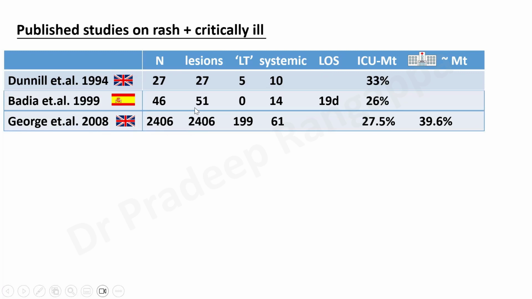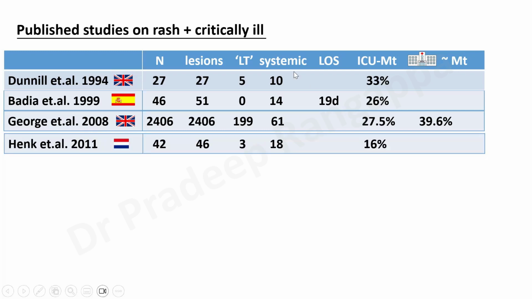This is possibly the largest, where they examined 2,406 patients and 2,406 lesions, 199 were life-threatening, 61 had systemic manifestations, and ICU mortality is 27.5. So what this basically denotes is that for anyone with a skin lesion, we intensivists should look at skin also as one organ. And if there is skin involvement, it may have some bearing on the mortality.